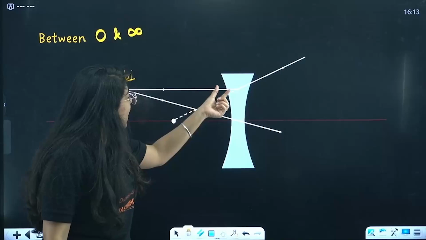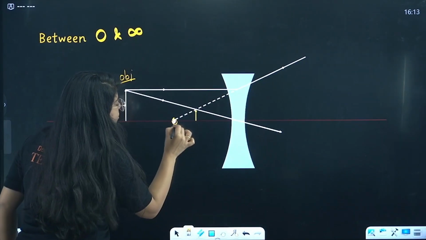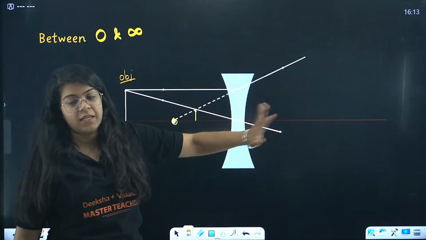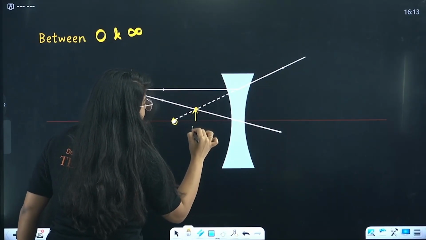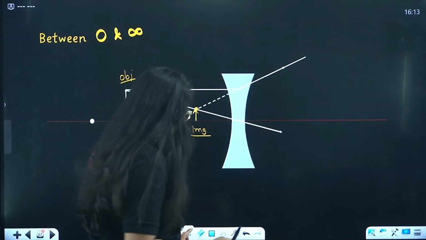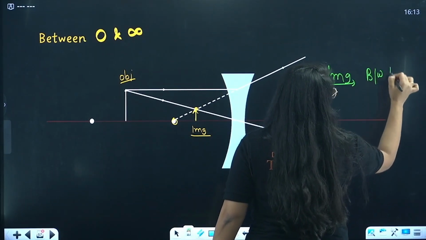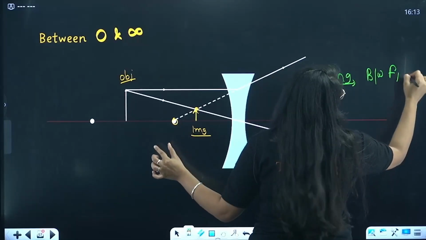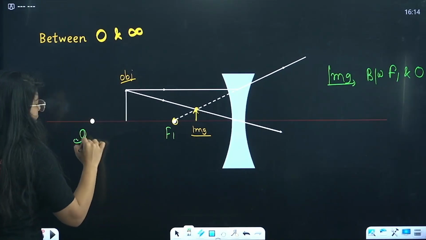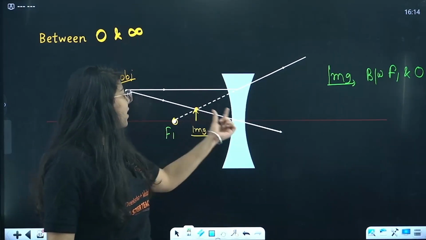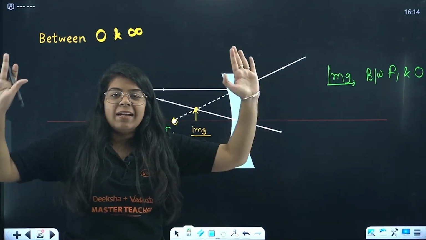So one ray goes parallel. Now instead of converging, they are diverging. They are going away. You extend them backward, it passes through focus. Another ray goes through optical center. That is common. So this is the point where these 2 rays meet, and this will be your image. Now this image is at a different scale. This image, beta, is formed between your F1 and optical center. This is your F1, this is your 2F1. So it is placed between F1 and your optical center. Done? Understood? Done and dusted.